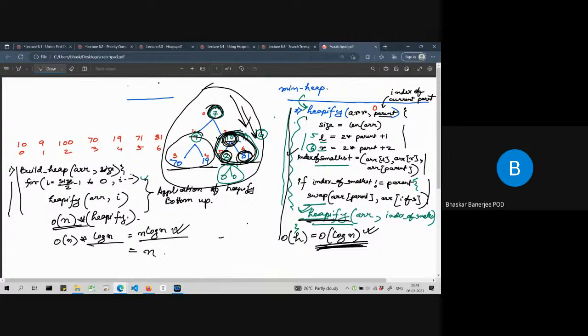So I am applying the heapify algorithm multiple times inside the build heap method, and that's why amortized analysis is done for the build heap method, not for the heapify method. So that's what I'm trying to say.